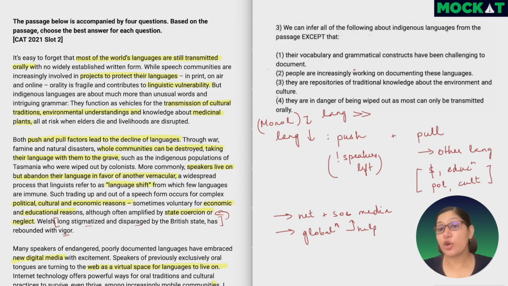We can infer all of the following about indigenous languages from the passage except that. So again, 3 out of these 4 would either be given about indigenous languages, or we can infer it based on what's given about indigenous languages. Whatever is left becomes the right answer.